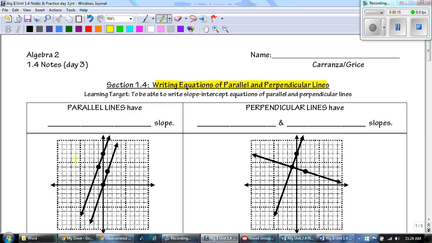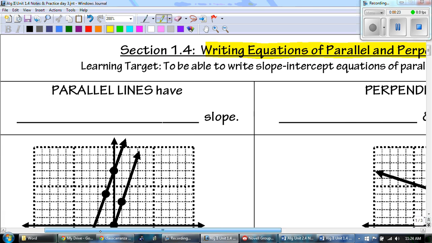Our learning target today is to be able to write slope-intercept equations of parallel and perpendicular lines. So let's go ahead and get started.